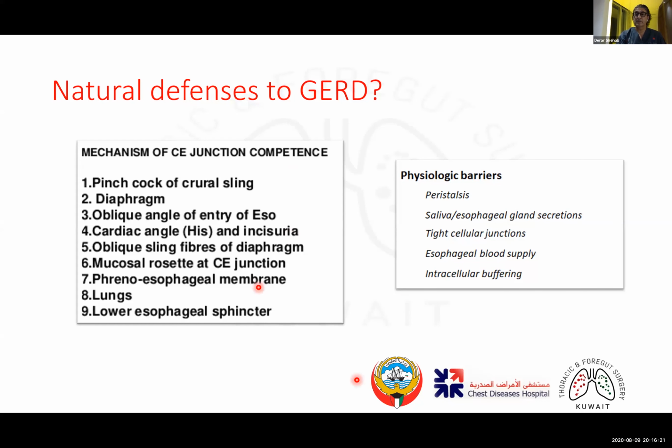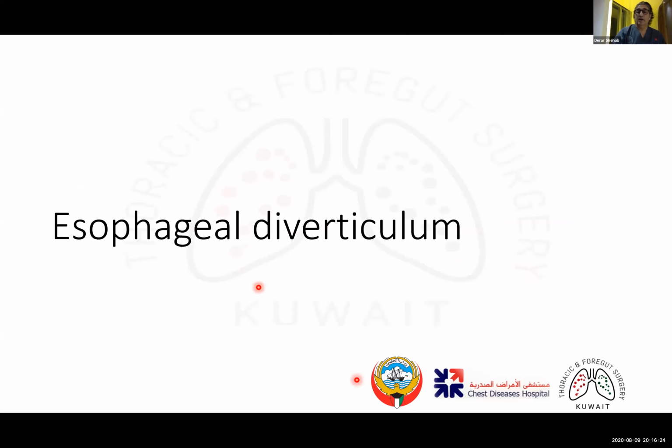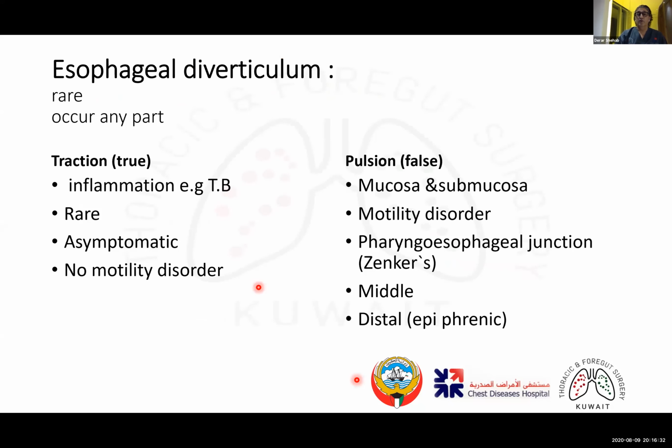The saliva has a role in pushing the acid back to the stomach, and it also neutralizes acid inside the esophagus. Right, so let's move on to the actual disorders of the esophagus. The first one is esophageal diverticulum. Although it's rare, it may occur in any part of the esophagus.